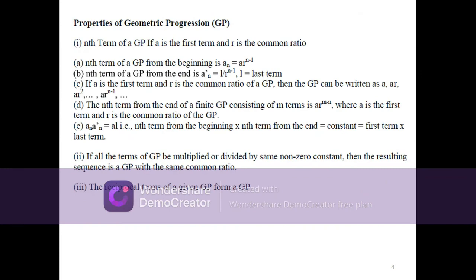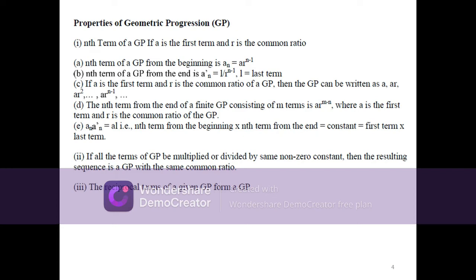Next we look into properties of geometric progression. The nth term of a geometric progression, if a is the first term and r is the common ratio: the nth term of a geometric progression from the beginning is an equal to ar raised to n minus 1. The nth term of a geometric progression from the end is a dash n equal to L by r raised to n minus 1, where L is the last term.